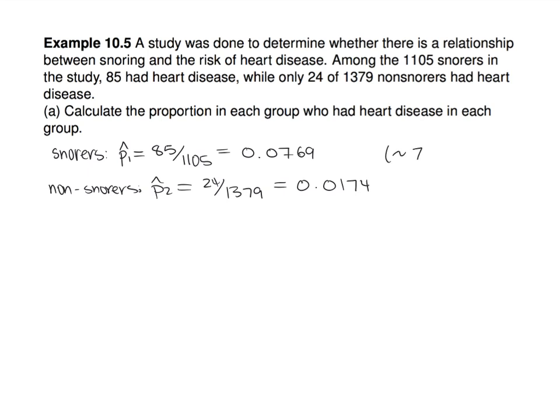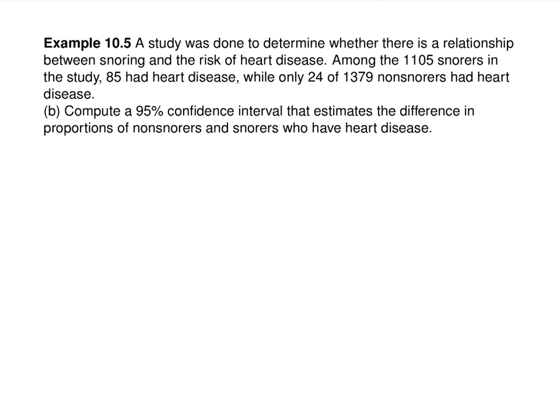So we're talking about 7.7% versus about 1.7%. Those numbers do seem different to me. The question is, are they different enough to say that there actually is a difference here? We can use a confidence interval to answer that question. Compute a 95% confidence interval that estimates the difference in proportions of non-snorers and snorers who have heart disease. I'm going to use snore minus non-snore because that keeps things positive. I will definitely specify what order to do stuff in on your exam.